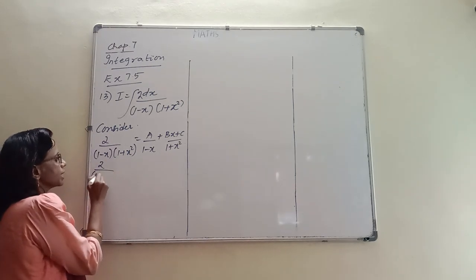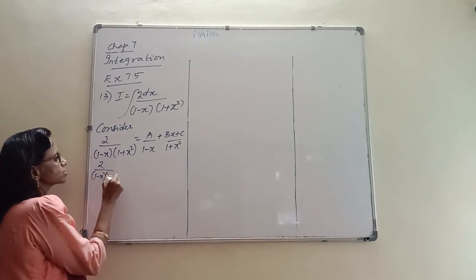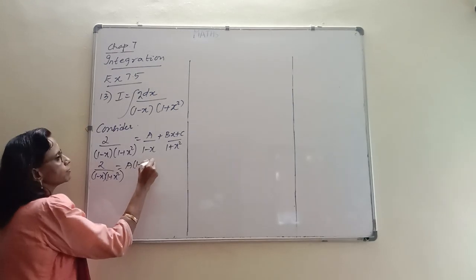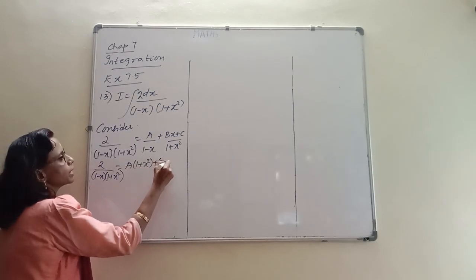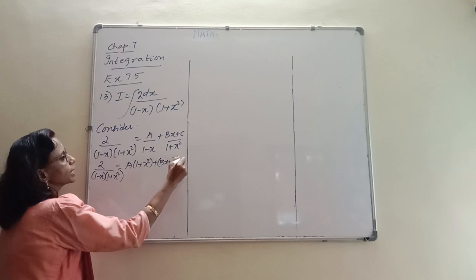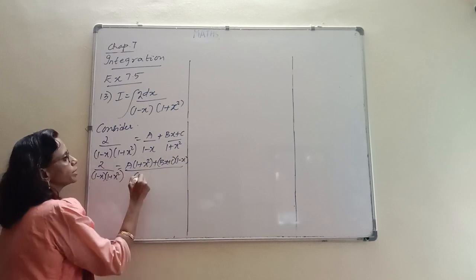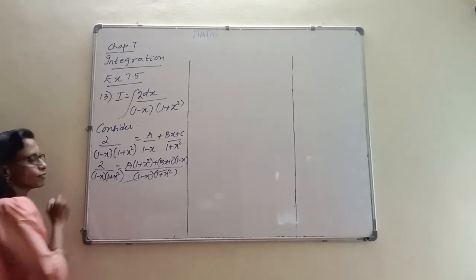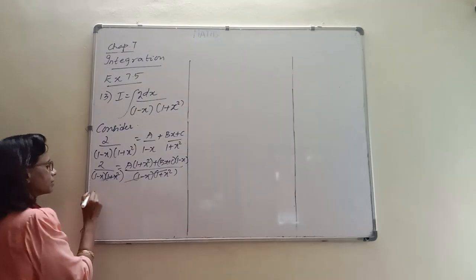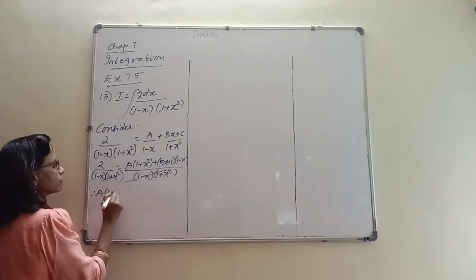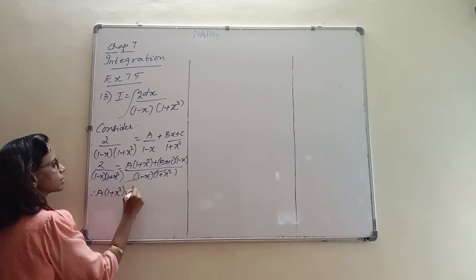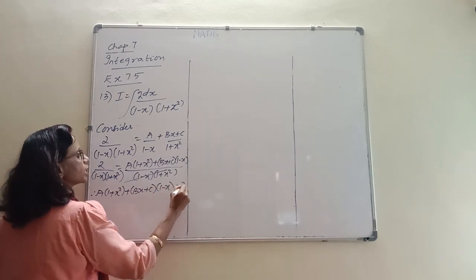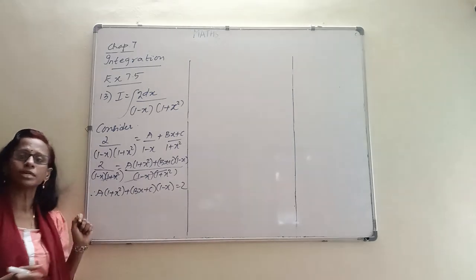So let's see how that goes. 2 over 1 minus x times 1 plus x squared. When we multiply the first part, it's going to get multiplied by 1 plus x squared, and the second part is going to be multiplied by 1 minus x. We have an overall denominator of 1 minus x times 1 plus x squared, which can cancel from both sides. As a result, we are left with a times 1 plus x squared plus bx plus c times 1 minus x, which is 2. We are trying to get the values of a, b and c by substitution.